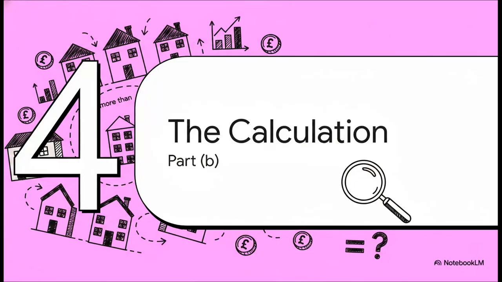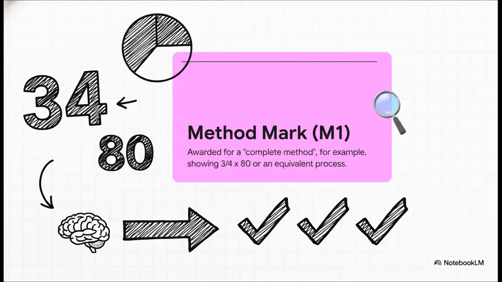All right, now for the calculation in part B. And this is where we really get to see the difference between a method mark and an accuracy mark in action. So the question wants to know the number of houses with a monthly rent over £1,200. Now listen up, because this is the crucial part. The first mark you can get here, the M1, is not for the final answer. It's for showing a valid method. The examiner just needs to see that you know what you're doing. Even just writing down something like 3/4 of 80 is enough to get you that mark.